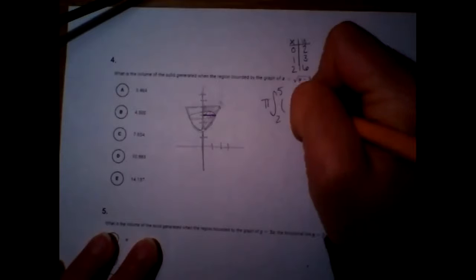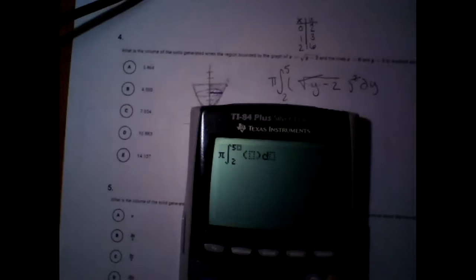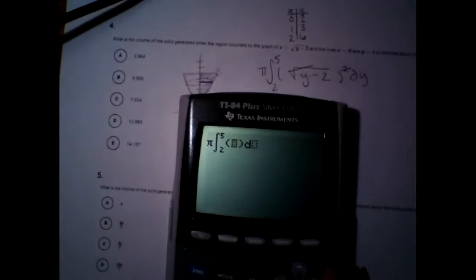I don't know why they didn't just have us work this out by hand, because the square root and squared cancel, so you could easily do it by hand, but we will type it in and get the decimal. So it'll be pi integral from 2 to 5. And then I'm not going to do the square root and the squared, they cancel. So I'm just going to type x minus 2 dx.